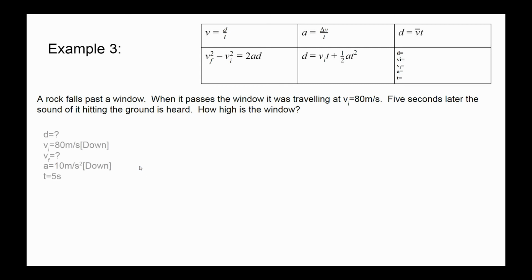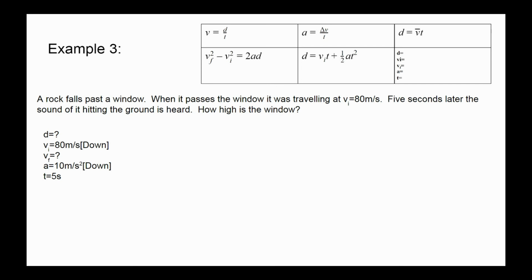Let's see. We write our variables down. Now this is a vector problem because down and up are important now. But thank God, both the speed and the acceleration due to gravity are downwards. So we're not going to have to worry about direction changing. Everything's going down. We have two unknowns, distance and final speed.